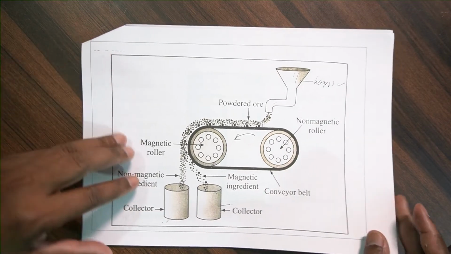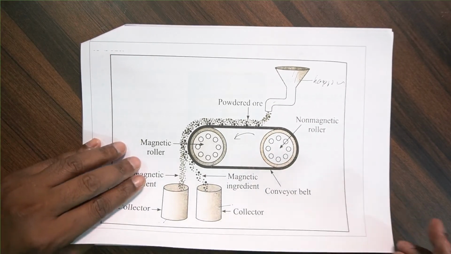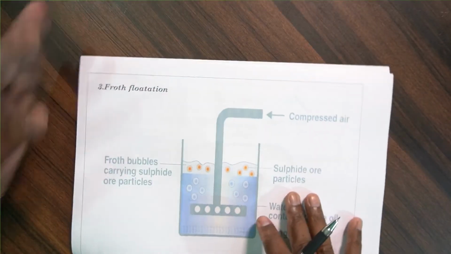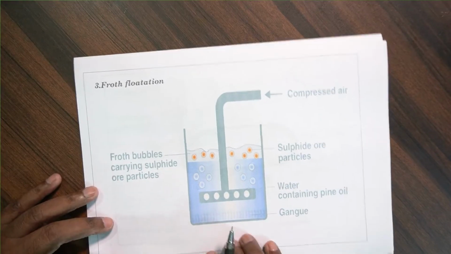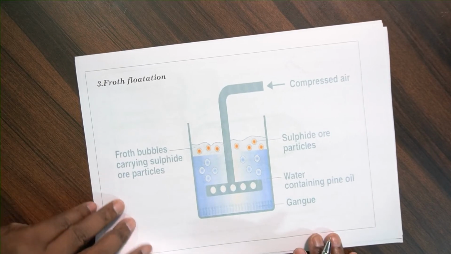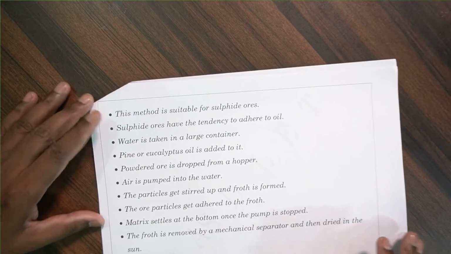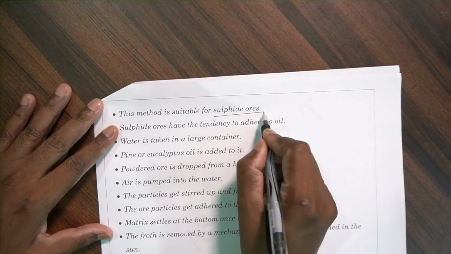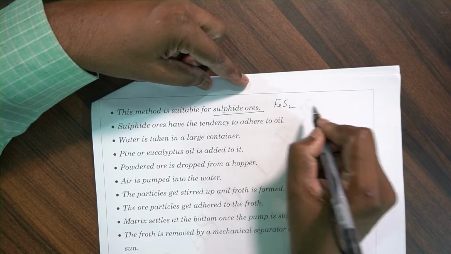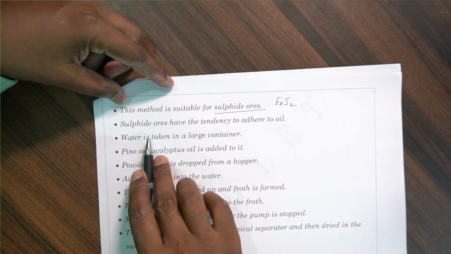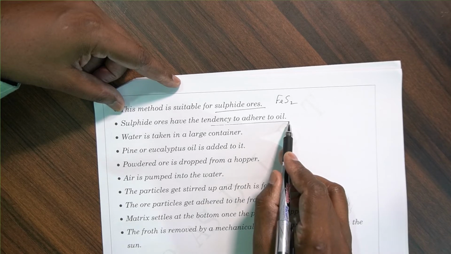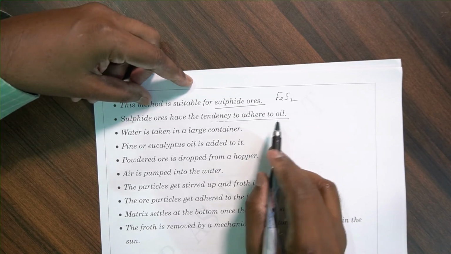You will not be asked to draw the diagram and explain, but you should understand how it happens. Now let's go to the third technique, which is called froth flotation. You see this diagram. I'll come back to the diagram afterwards. Let us first describe it. It is suitable for sulfide ores, example iron pyrite, which is FeS2. Sulfide ores have the tendency to adhere to oil. So this is the principle used here. Sulfide ores are attracted by oil.